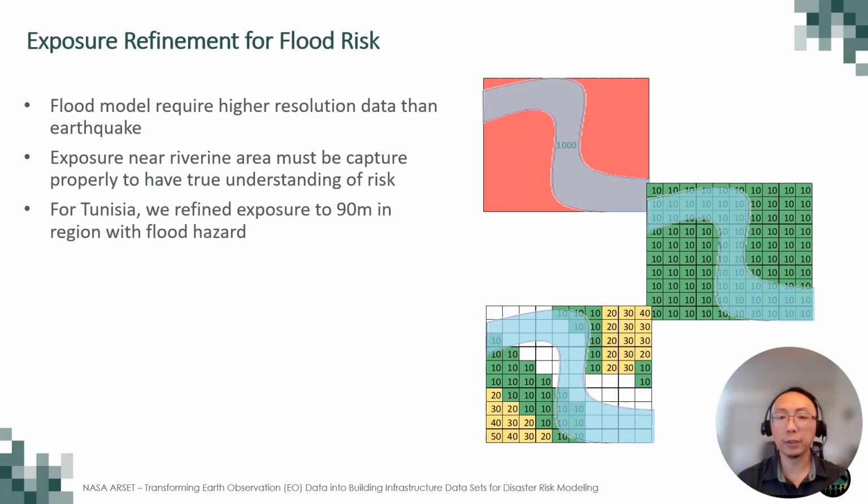So we use higher resolution remote sensing, and we did a higher level of disaggregation that gave us better grid resolution around the rivers, near river areas or areas that were represented in those flooded areas. So we have better representation of the exposure at 90 meters. So we can have a better understanding of the flood risk.